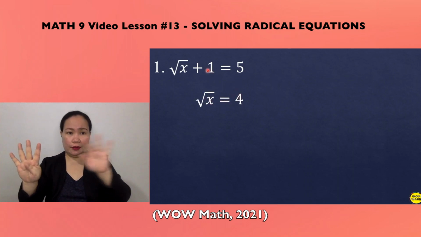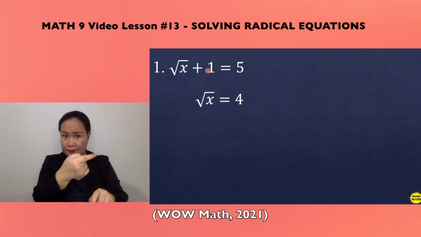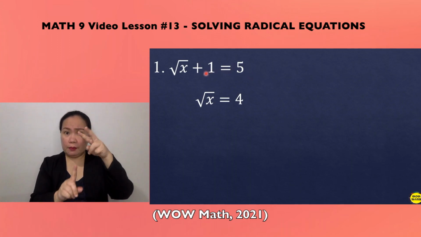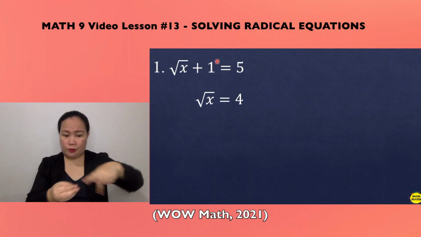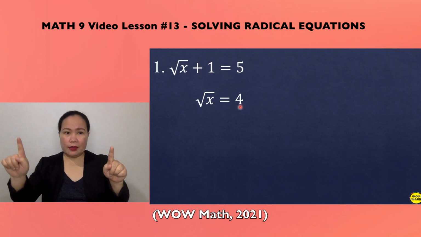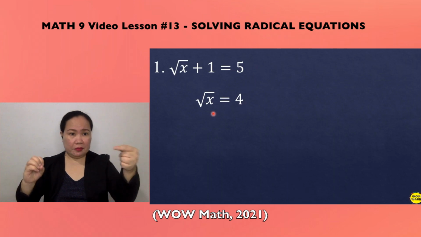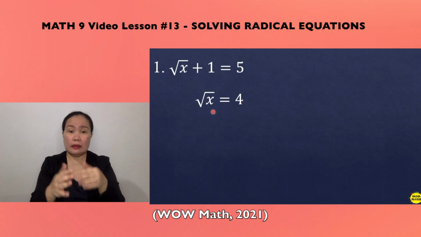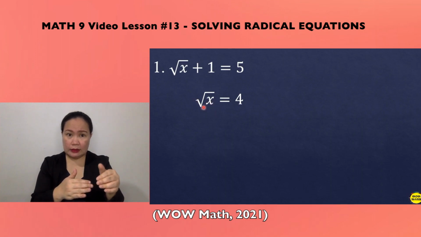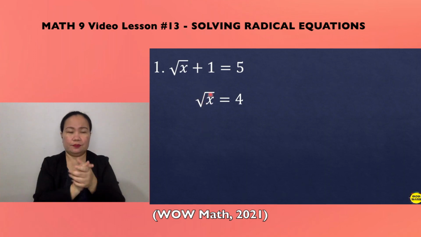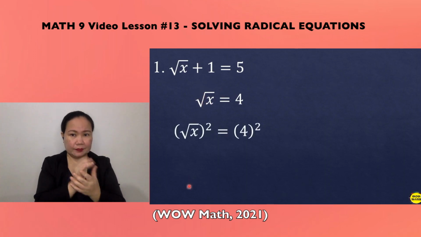Bakit? So, applying the addition property of equality, add tayo both sides ng negative 1. So, kapag nag-add tayo ng negative 1, so positive 1 minus 1, cancel na to. 5 minus 1, that is 4. And after natin ma-isolate yung radical natin, i-square natin both sides of the equation. Bakit i-square natin? Kasi yung index niya 2. Okay. Kaya i-square natin both sides of the equation.